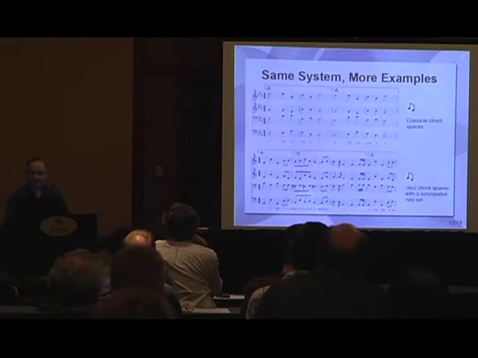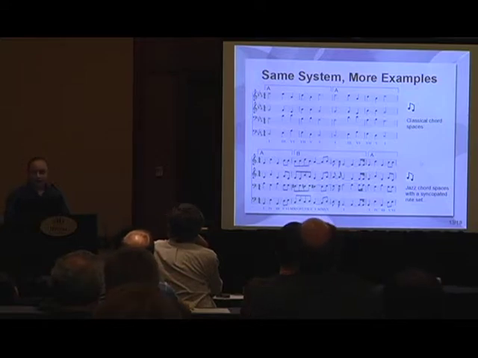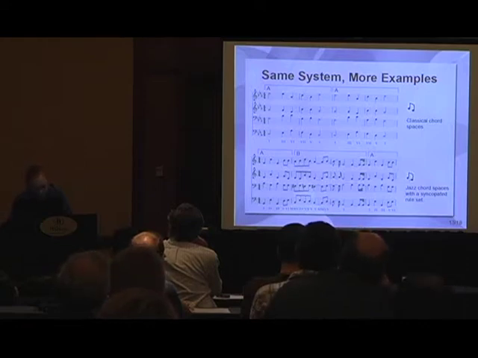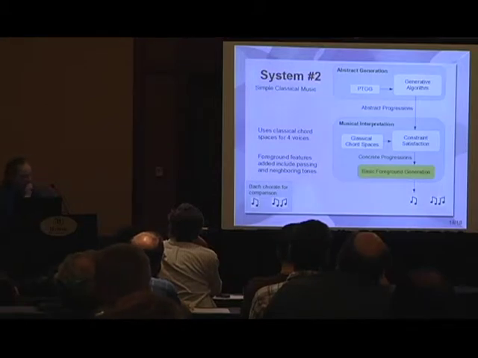Here are a couple more examples from the same system. And here's one using a different type of chord space that we call jazz spaces. So instead of mapping Roman numerals to something like this, we would map it to maybe something like that. But that still sounds like chords.